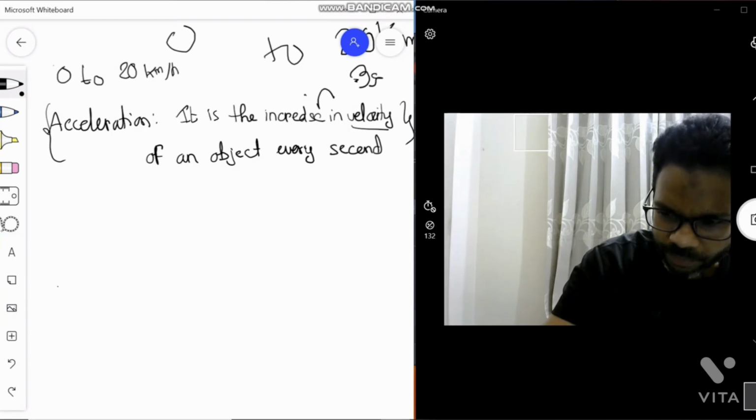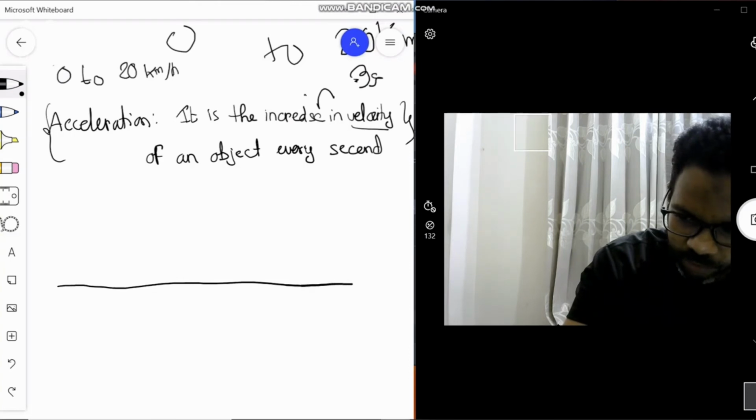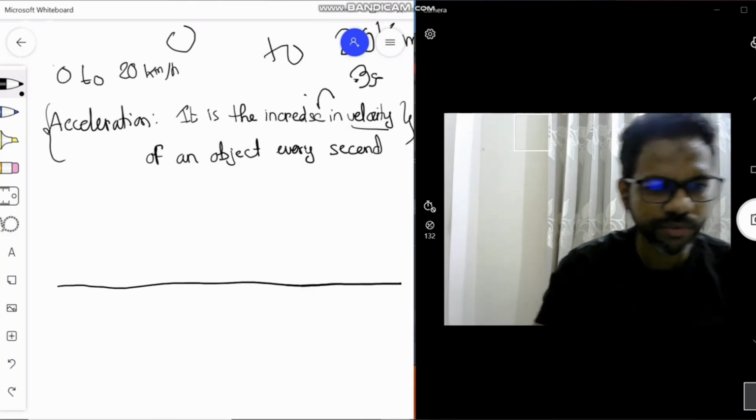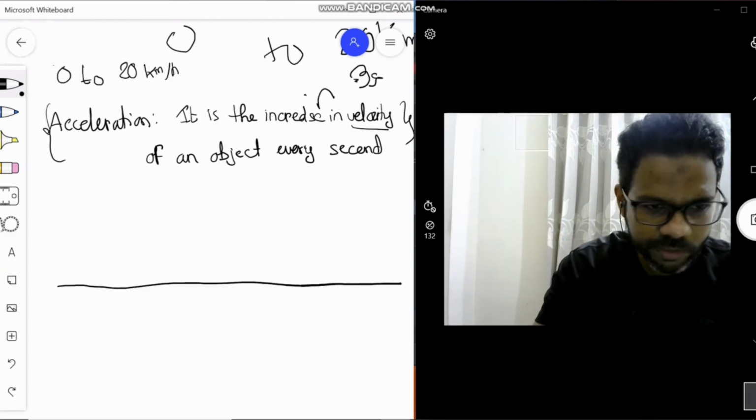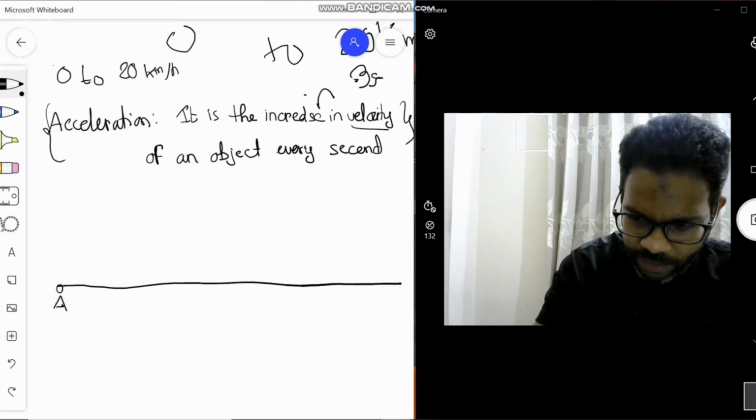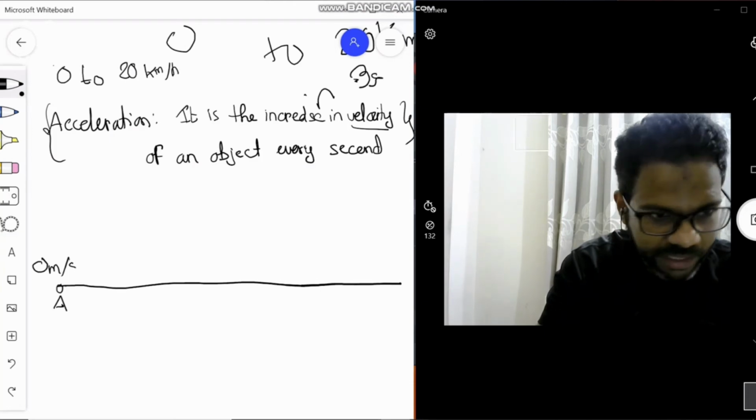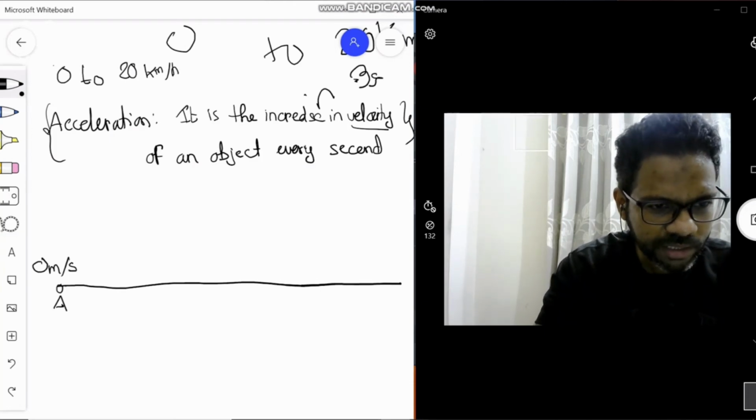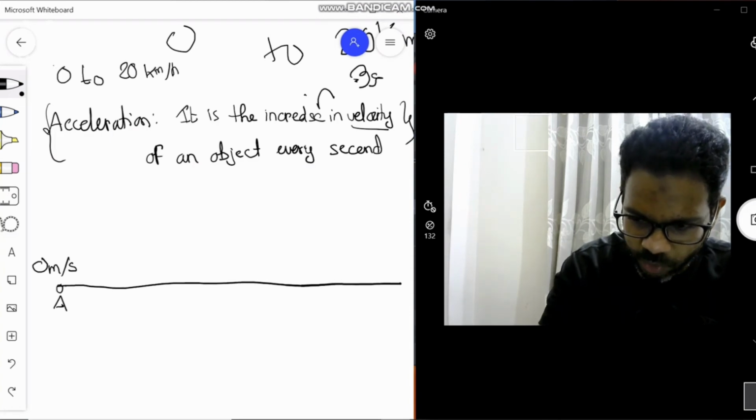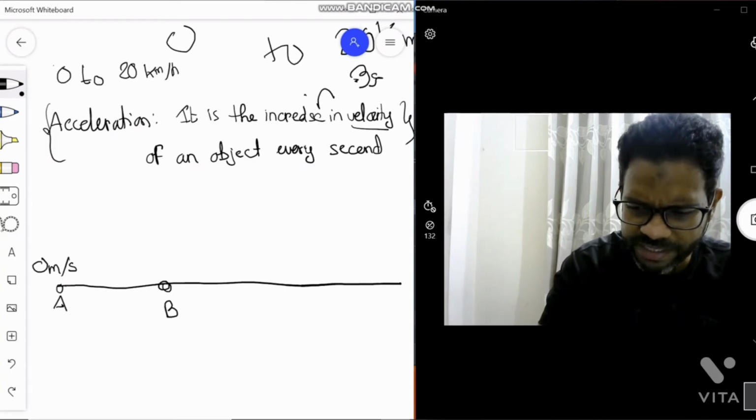So here, let us again draw a line and try to show the difference in the object's motion. There is a straight line, and the object starts from this point here. It starts from A with a velocity of 0 meters per second. Starting velocity is 0. It then travels for 1 second and goes here. So let's name this point B, and after 1 second the velocity of the object, let's say, has become 5 meters per second.